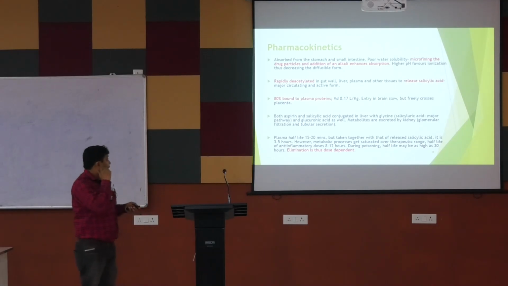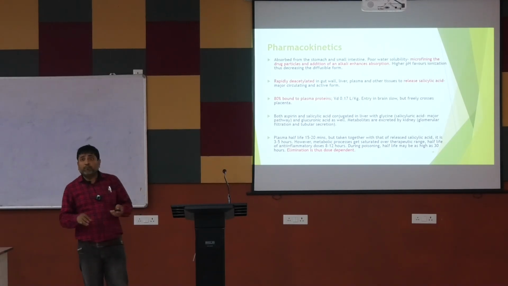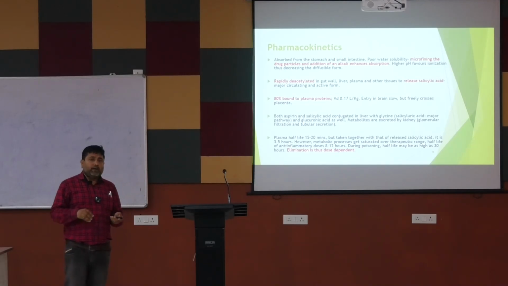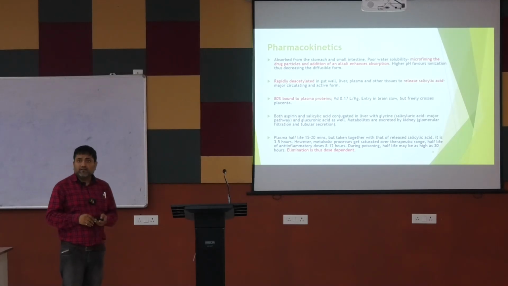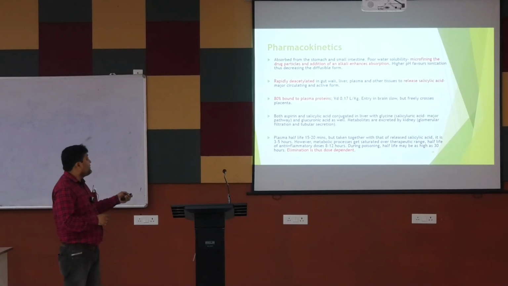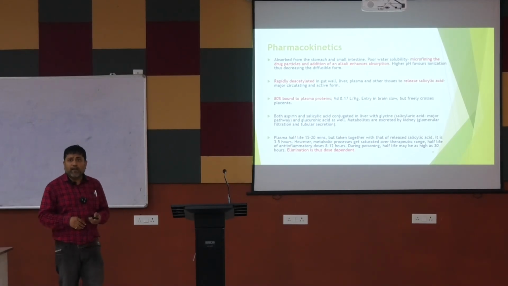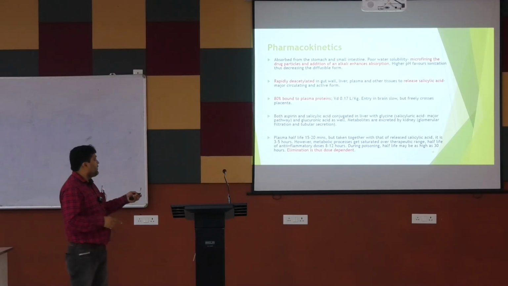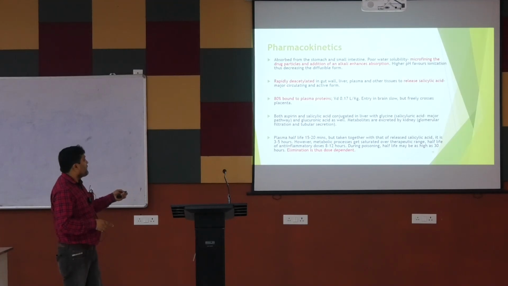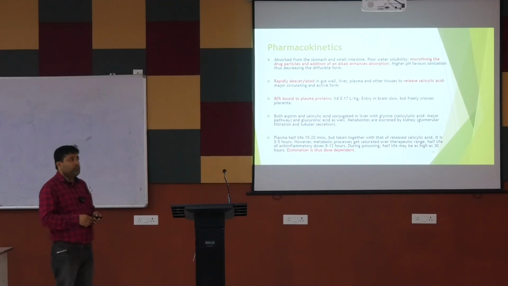Now, absorption from the stomach and small intestine occurs despite poor water solubility. The absorption can be increased by microfining the drug particles and by alkalinizing, adding the alkali. That can increase the absorption. Alkali basically makes a weaker acidic drug more ionized. Higher pH favors ionization and decreases the diffusible form.